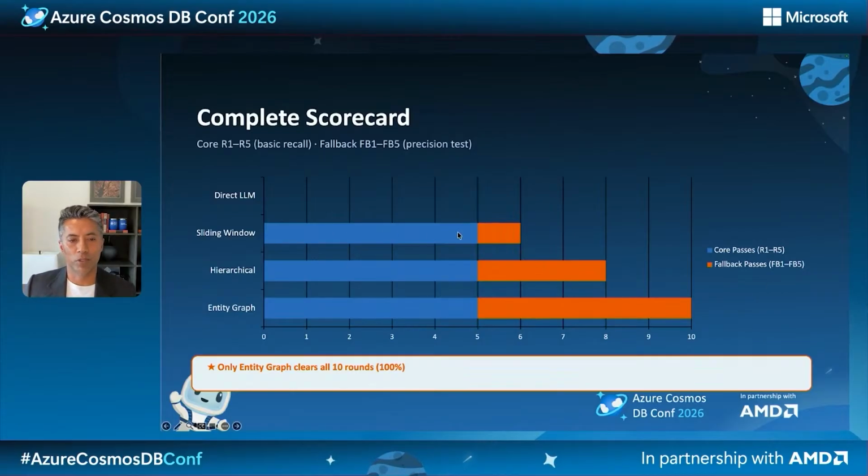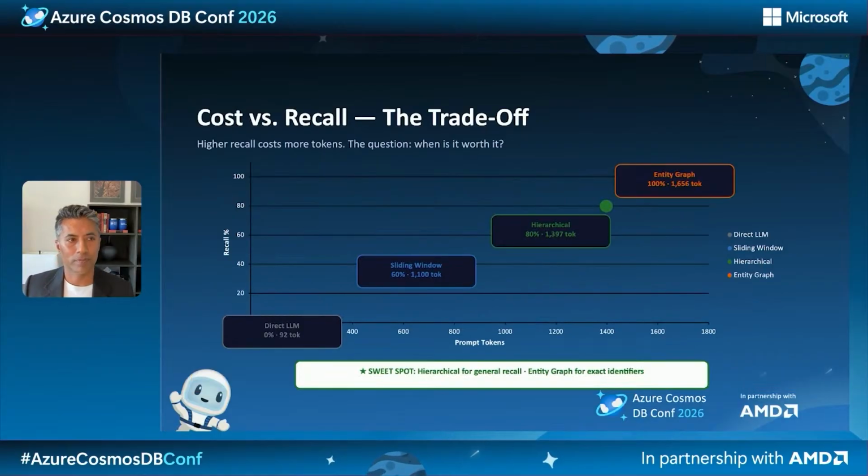So here's your scorecard. If you remove the blue, which is the first 5 questions, sliding window is only 1 question. That's 20% recall. Hierarchical, 3 out of 5. That's 60% recall. In entity graph, 10 out of 10, so 5 out of 5 and 5 out of 5. So that's 100% recall.